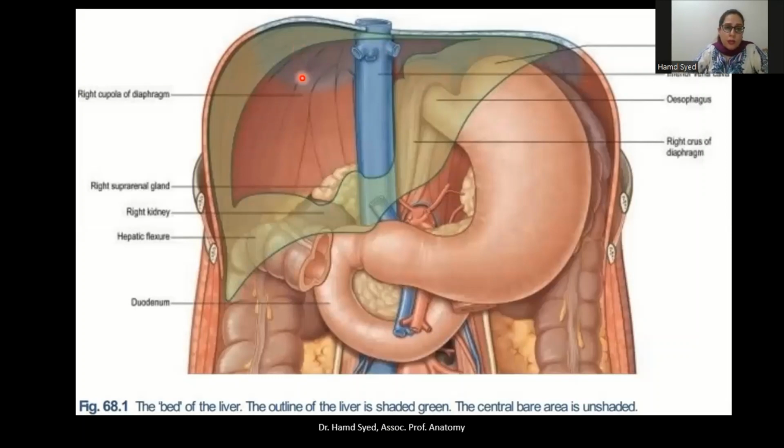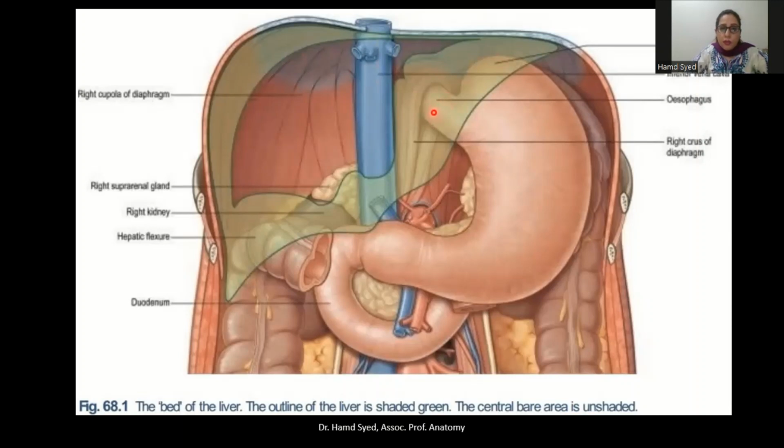So here we can see this area shaded in green represents the outline of the liver, and the structures which are lying behind it are visible. This area where the green shade is not present represents the part of the liver where the visceral layer of peritoneum is absent. This is also known as the bare area of the liver. And on the medial aspect of the bare area, the bare area includes the inferior vena cava.